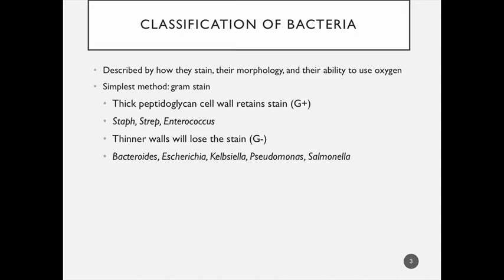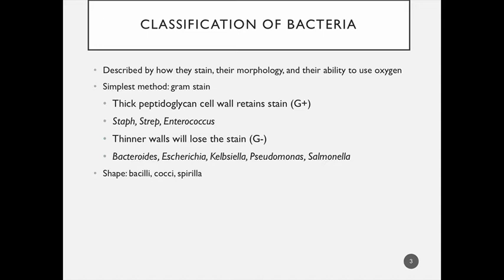these are where the Bacteroides get in, E. coli comes in here, Klebsiella, Pseudomonas, Salmonella. These are examples of gram-negative bacteria. So that's one way we can identify them, based on how they stain.